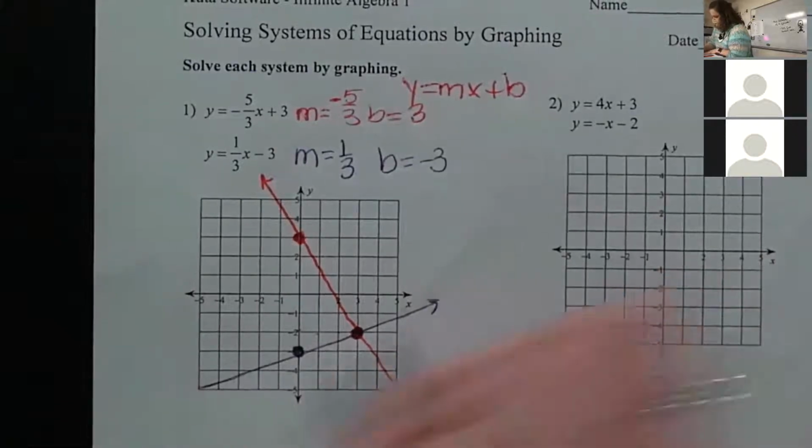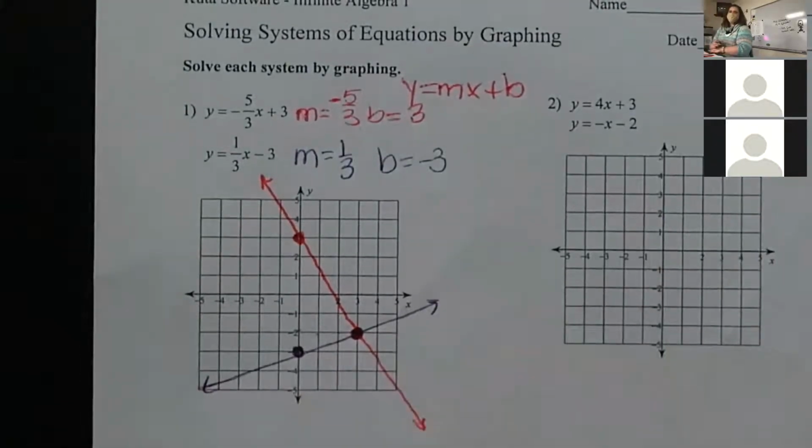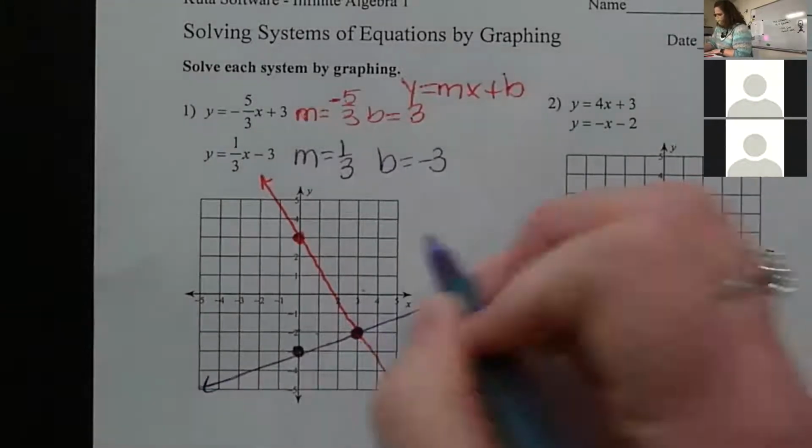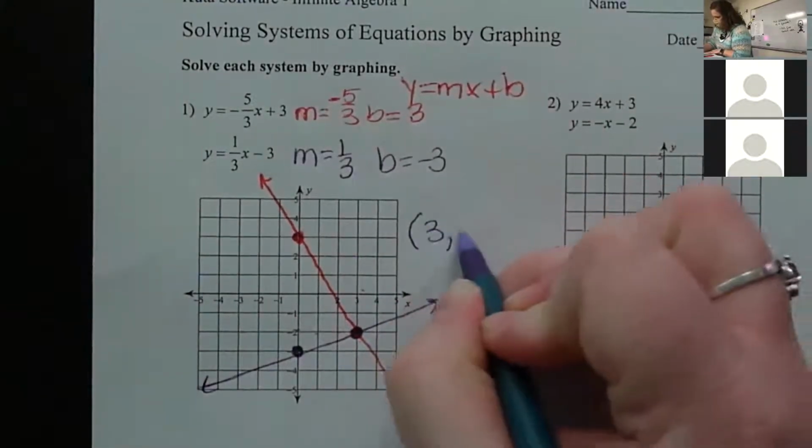Now, you are not done. I would not give you credit for this because you haven't told me the solution. The solution is where they meet. Where do they meet? Right there. What is right there? 3, negative 2. So x comma y is 3, negative 2.